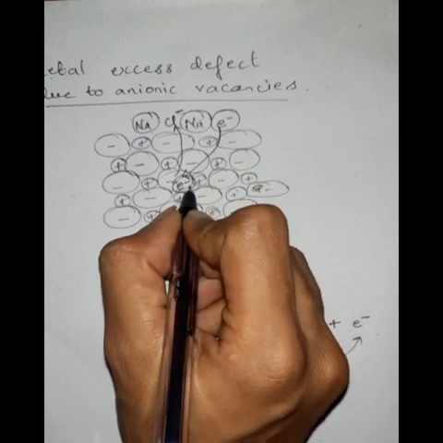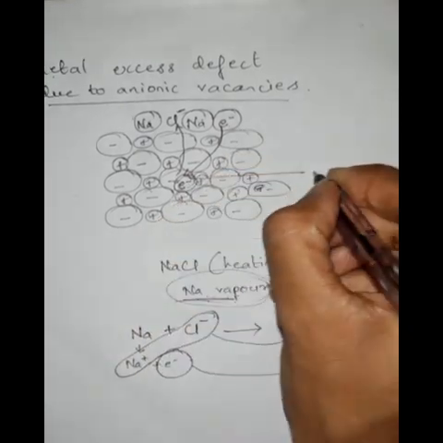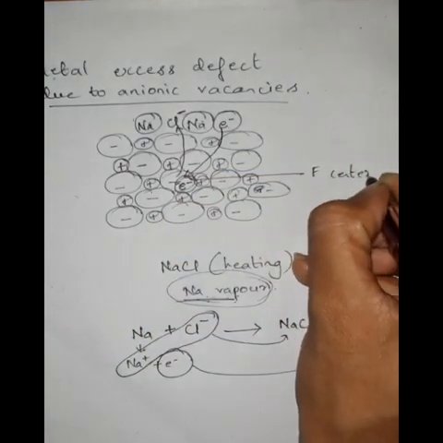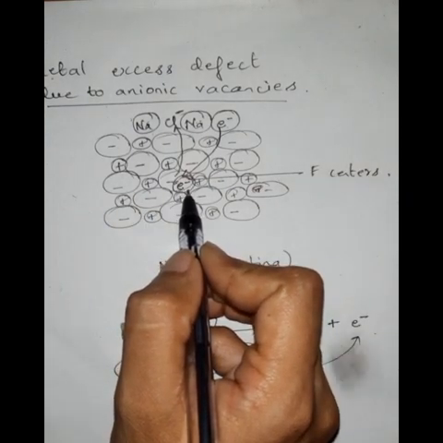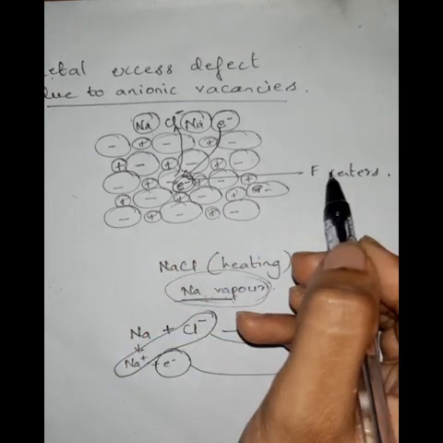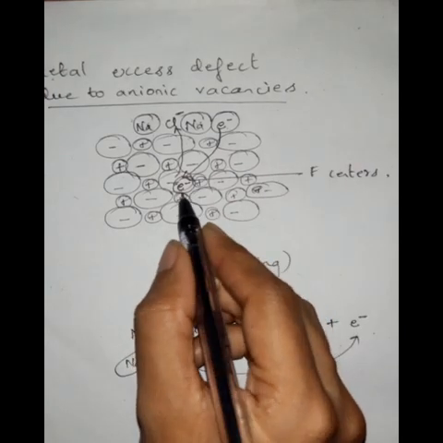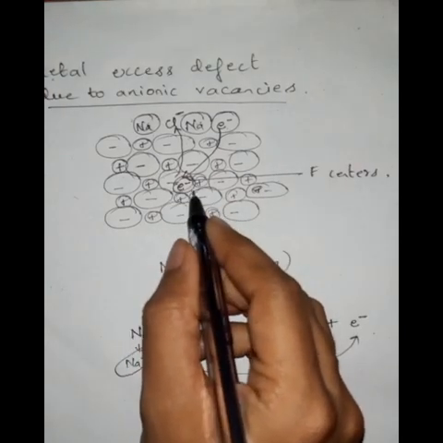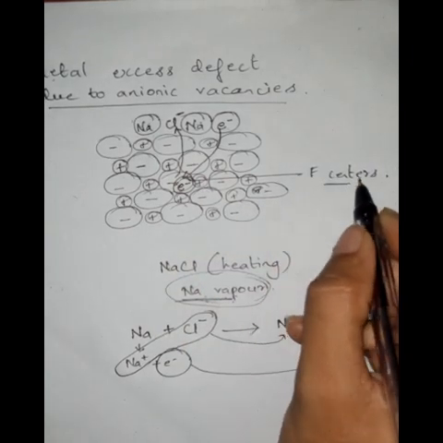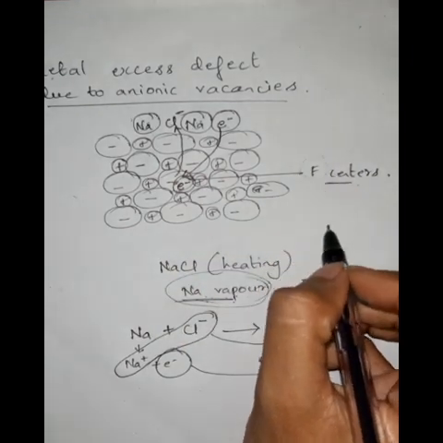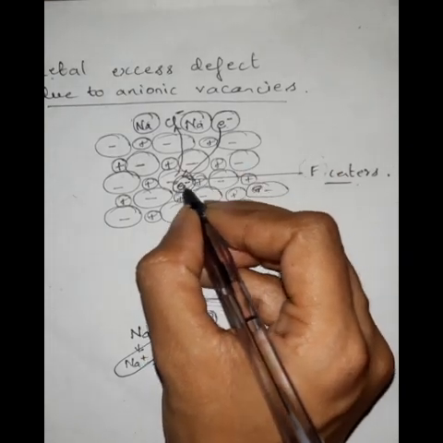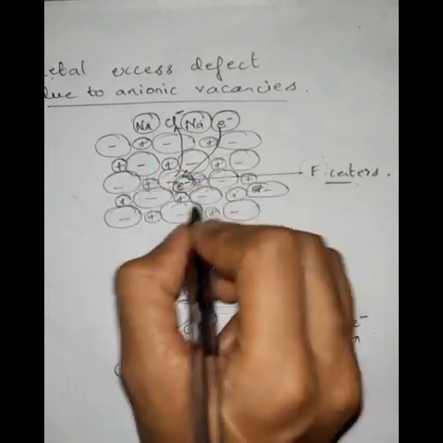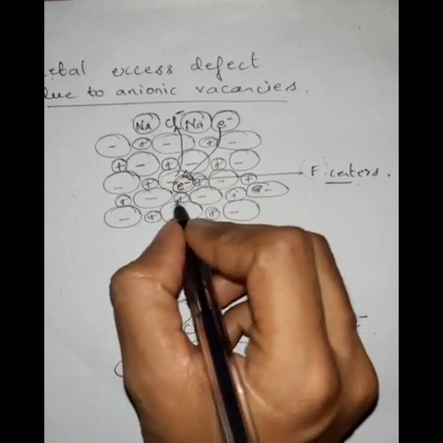Okay, so this center is known as F centers. This anionic vacancy which is occupied by an electron is known as an F center. F is nothing but Farbenzenter, meaning color. Because of this electron, when you heat NaCl, you get yellow color.